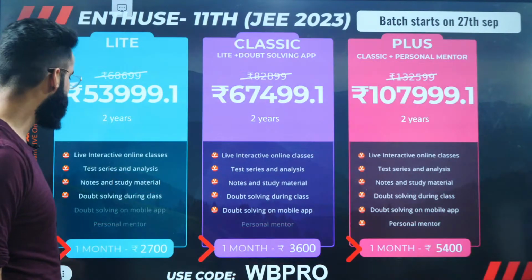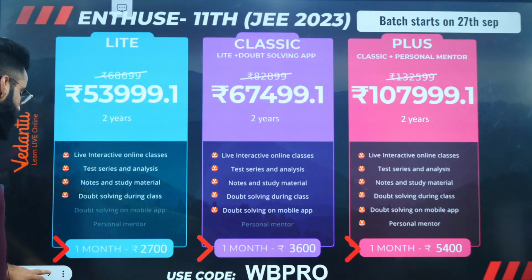And let me show you exactly how to get enrolled in the actual Vedantu platform, right?